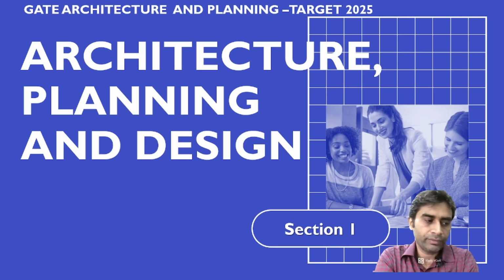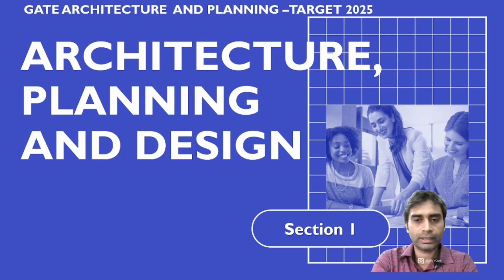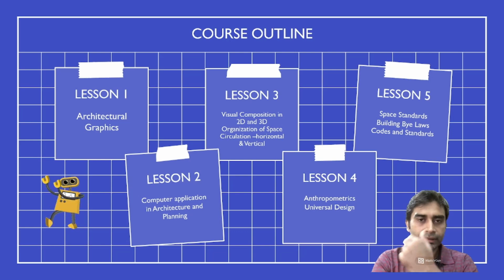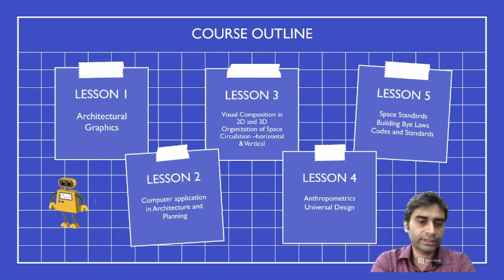In this section, we will cover the architecture, planning, and design part. The first topic is architectural graphics. It has been divided into five lessons. First is architectural graphics. Second is computer application in architecture and planning.